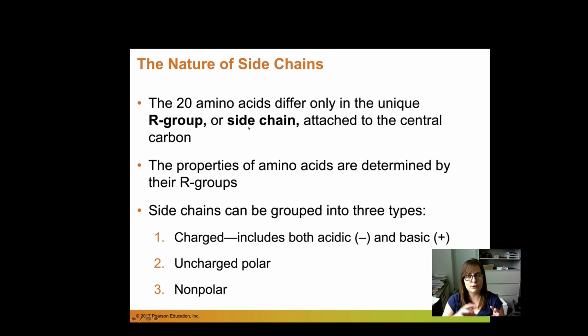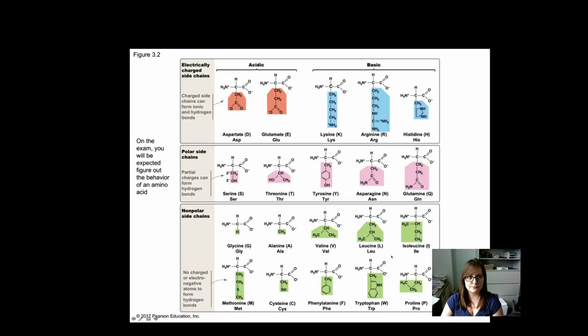So 20 amino acids differ only in their R group or side chain. So right, we have an amino group, central carbon, carboxyl group. Only that side chain is different between all the monomers of amino acids. And the properties of amino acids can be determined by their R groups. So side chains can be grouped into electrically charged, either acidic or basic. So the acidic are negatively charged and the basic are positively charged. Uncharged and polar or nonpolar. So these are the four types or three ways to group amino acid or R groups, and we're going to talk about how to recognize those.